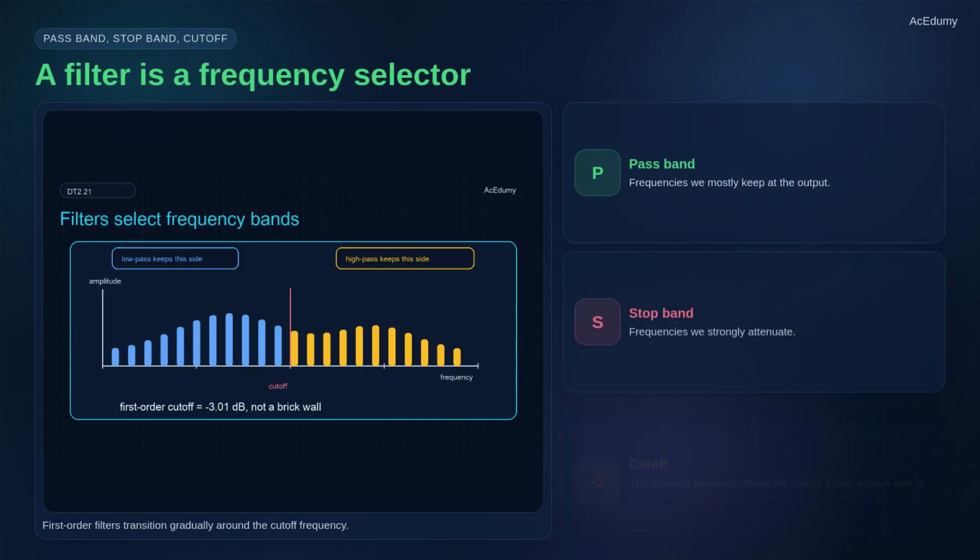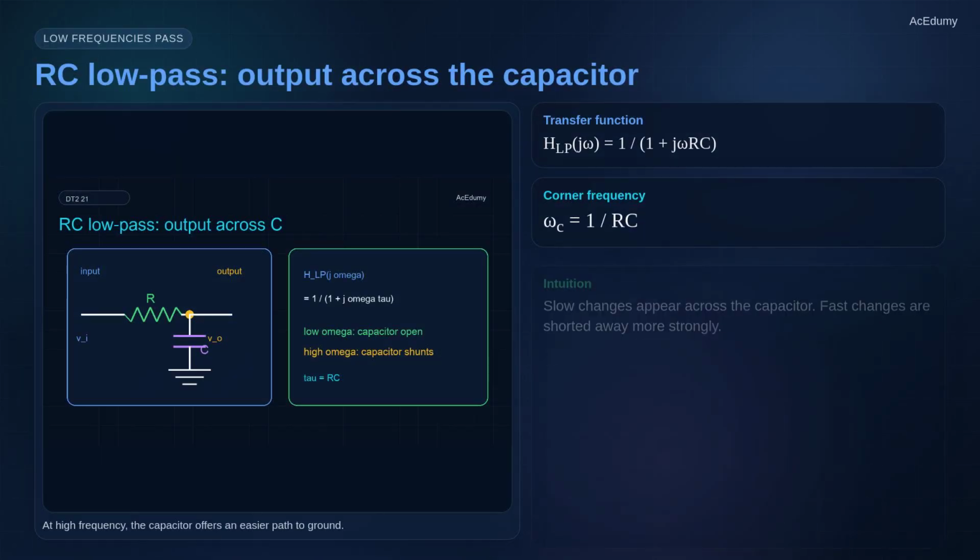Think of a filter as a frequency selector. The pass band is the region we want to keep. The stop band is the region we want to suppress. The cutoff frequency is not a hard wall. For a first-order passive filter, it is the -3 decibel point, where the amplitude is 1 over square root of 2.